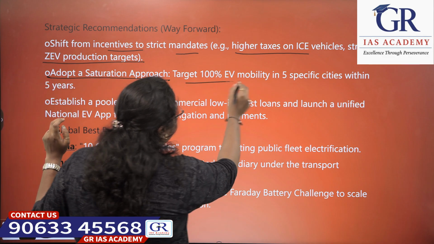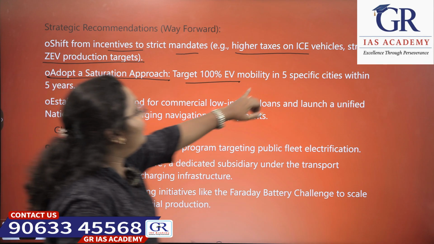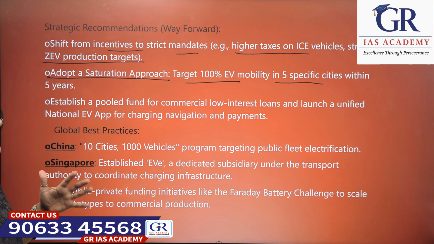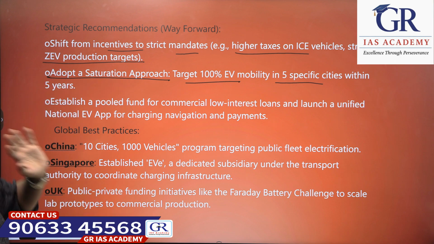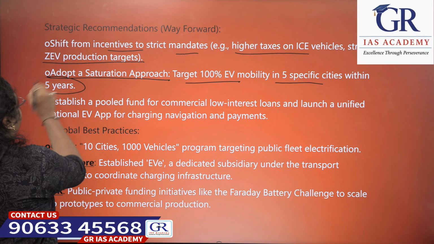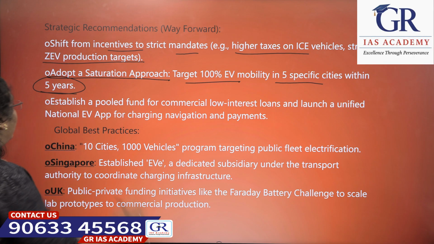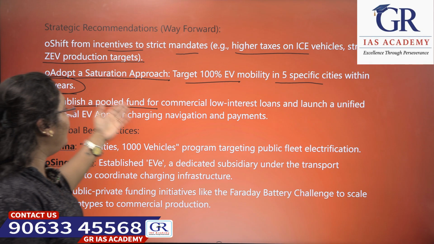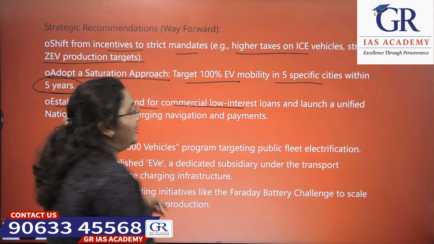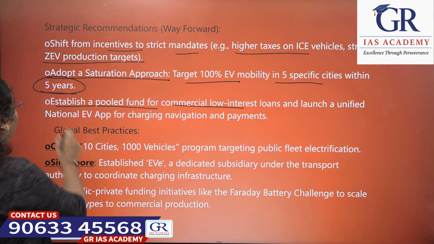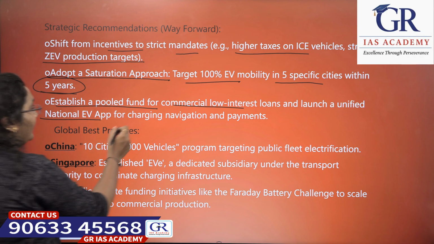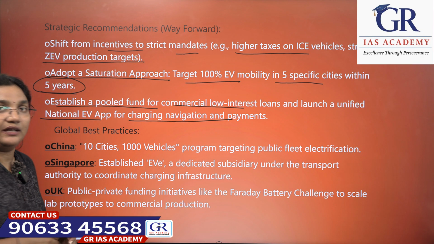Target 100% electric vehicle mobility in 5 specific cities within 5 years. Next, establish a pooled fund for commercial low interest loans, and launch a unified national EV app for charging navigation and payments.